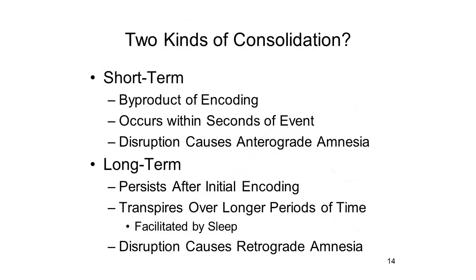In fact, recent research suggests that there are 2 different kinds of consolidation processes at play here. First, there's a short-term consolidation process, which is essentially a byproduct of encoding and occurs within seconds of the event. Disruption of this short-term consolidation process is what's responsible for anterograde amnesia, as in the case of the amnesic patient HM. The long-term consolidation process persists for some period of time after the initial encoding has taken place, minutes, hours, maybe days. And in fact, some recent research suggests that this long-term consolidation process is actually facilitated by sleep. In any event, it seems to be the disruption of this long-term consolidation process that's responsible for retrograde amnesia.